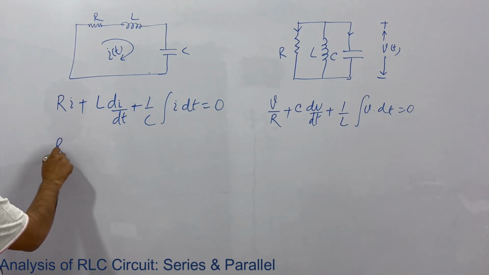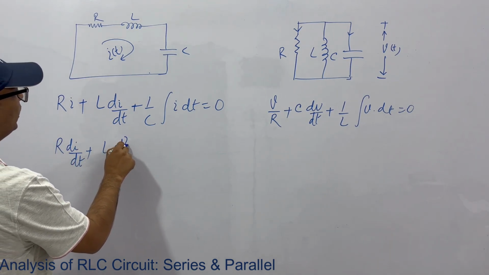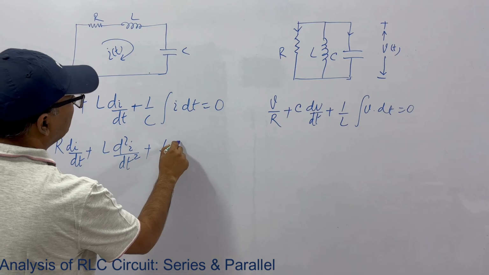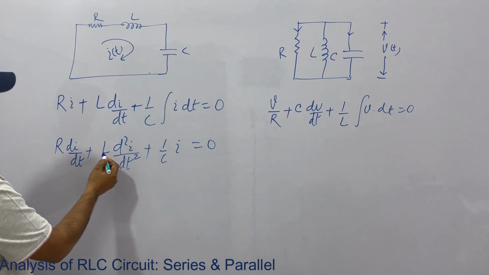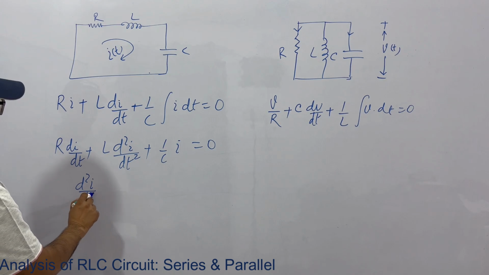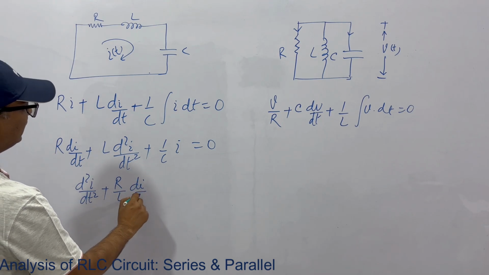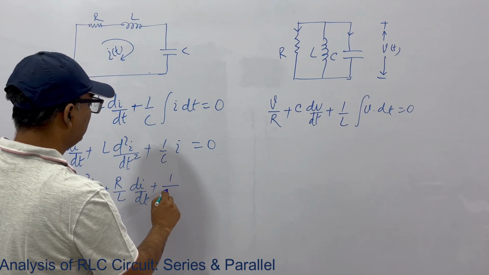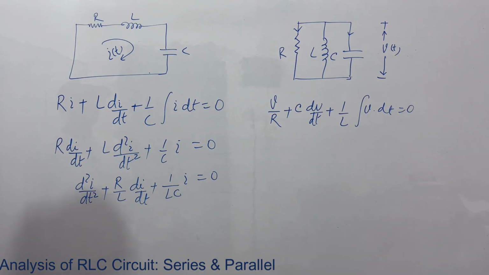What we'll get? We'll get R di by dt plus L d2i by dt2 plus 1 by C i equal to 0. Or what we can do? We can divide throughout by L. And rearranging, what we get: d2i by dt2 plus R by L di by dt plus, divided by L, 1 by LC i is equal to 0. This is from series circuit.